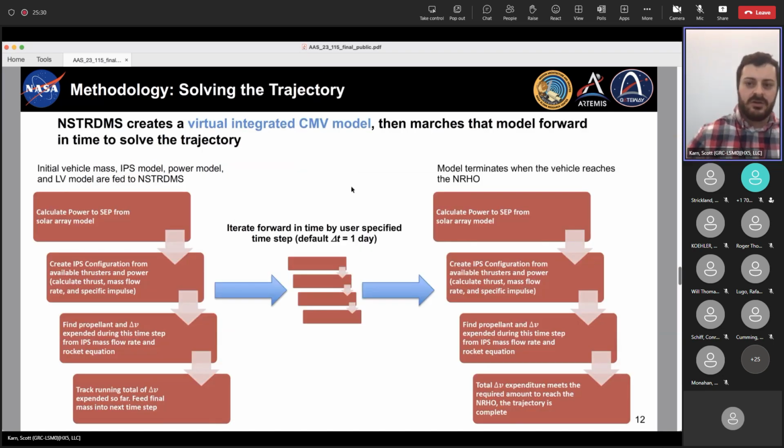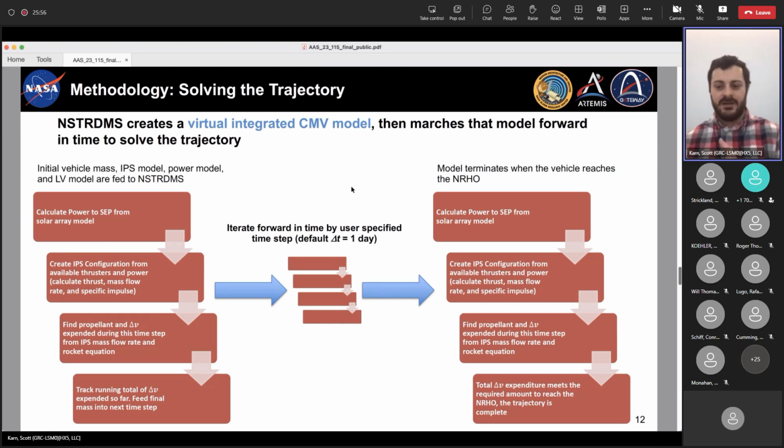So how do we actually solve for a trajectory? The first thing we do is we create this virtual CMV that integrates all of these different models of all of our different subsystems. And then we march that model forward in time, day by day, essentially, to solve for our mission. So for any given day, we calculate the power that is being generated by the solar arrays, and then we subtract off the vehicle loads.